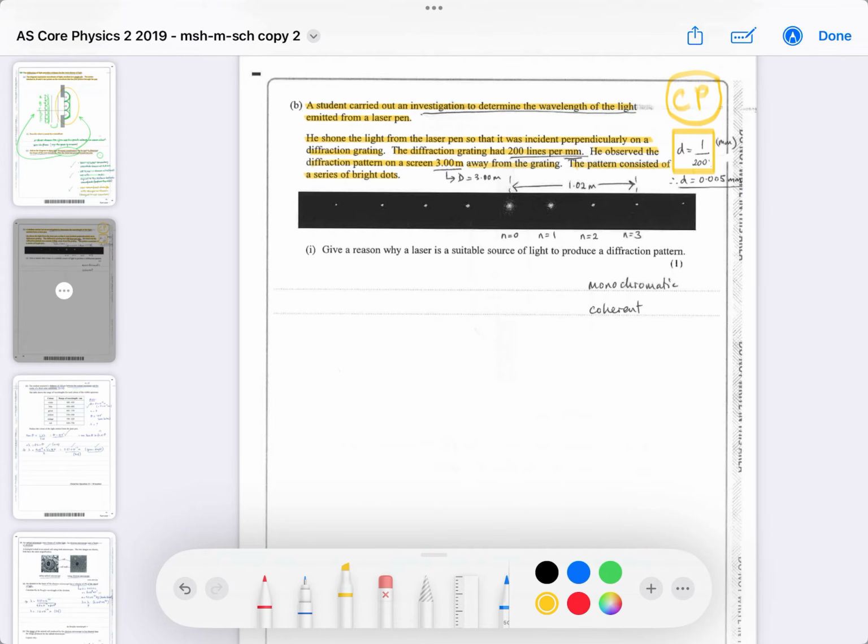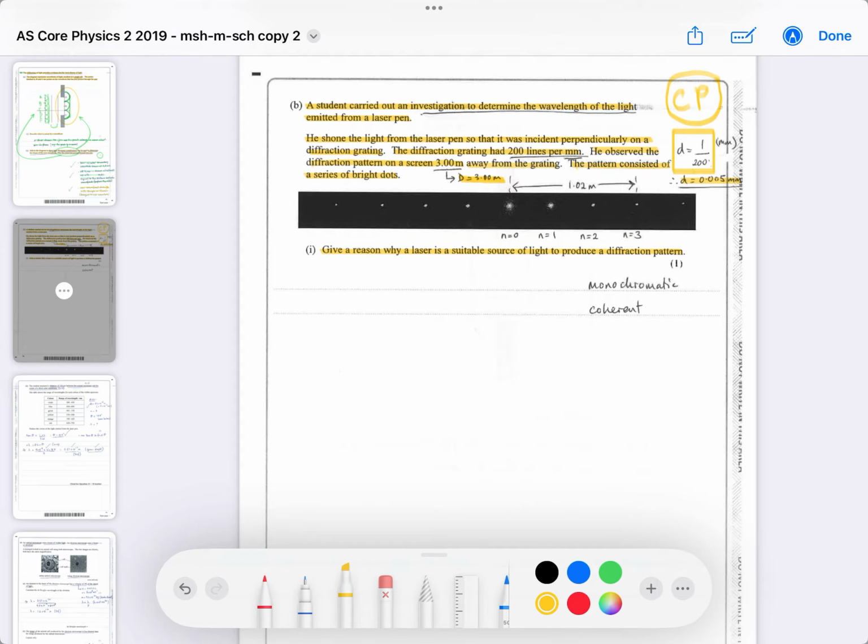So this is D in the equation. Big D is to the screen, little d is the spacing or the distance between adjacent slits in the diffraction grating. So the first question says, give a reason why a laser is a suitable source of light to produce a diffraction pattern.